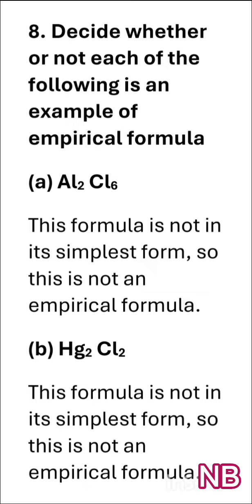So first one is Al2Cl6. The empirical formula is the simplest ratio of the numbers, and this is not the simplest because you can divide by the smallest value. In this case, which is 2, you can divide 6 by it to get 3. So this is not the simplest form, so it's not the empirical formula, it's basically a molecular formula.